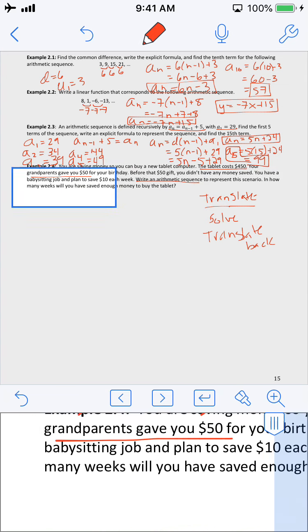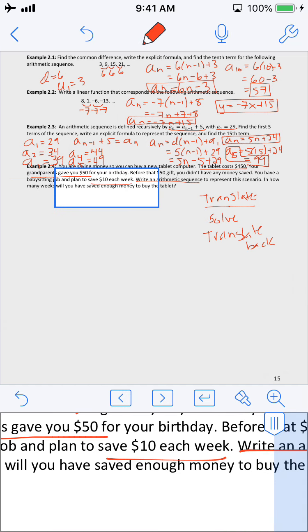Don't really care about that. Plan to save $10 each week. Hopefully by now, someone has shown you underlining a word problem. But if you truly and honestly hate underlining a word problem, then don't underline a word problem. You're an adult now. Do whatever makes sense to you.